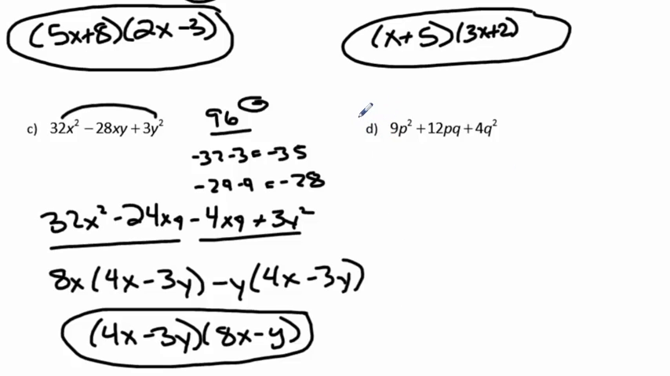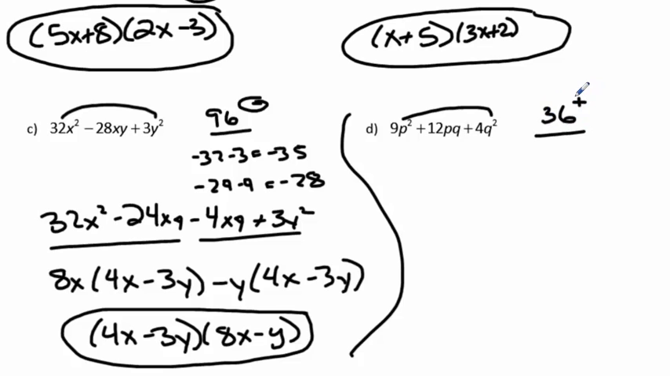Let's look at part D. Multiply first and last. 9 times 4 is 36. We're going to need two positives here to multiply to a positive and add to a positive. 36 is 9 times 4. 9 plus 4 is 13. So that doesn't work. Or how about 6 plus 6 is 12? That's going to give us the 12 in the middle there.